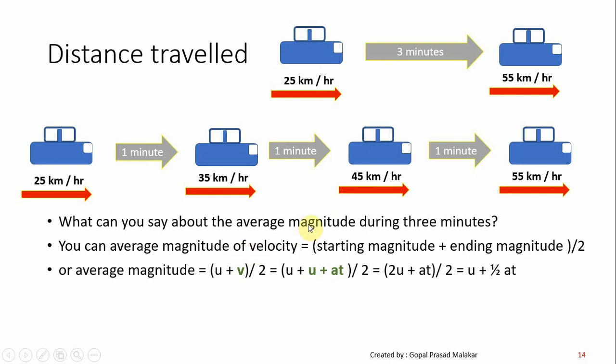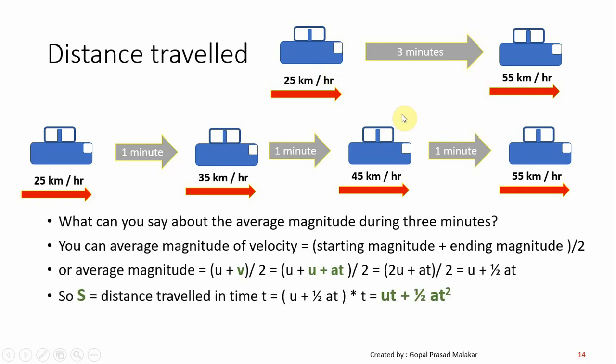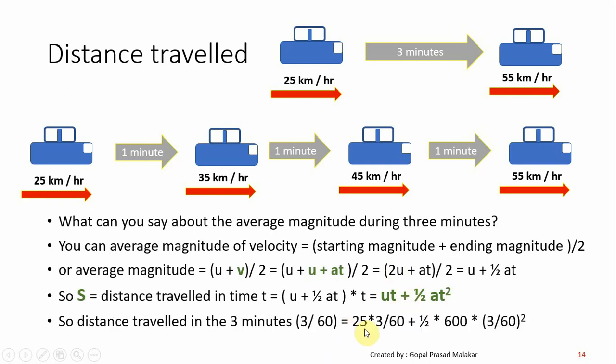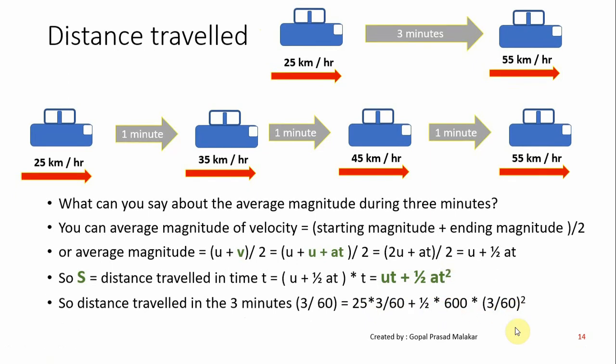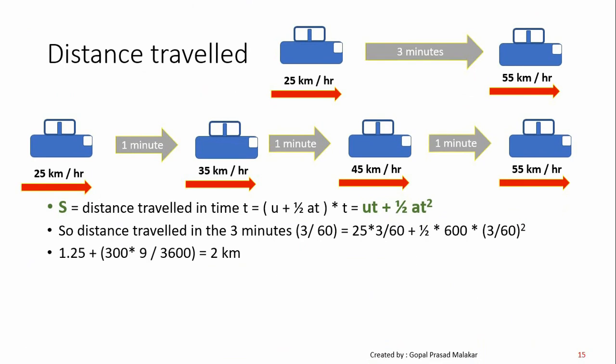So how much will it travel in 3 minutes time? Obviously you will say 120, but let's calculate it here. s equals ut plus half at square: 25 into 3 by 60, plus half into a, which is 600, into 3 by 60 square. That's what will give you 2 kilometers.